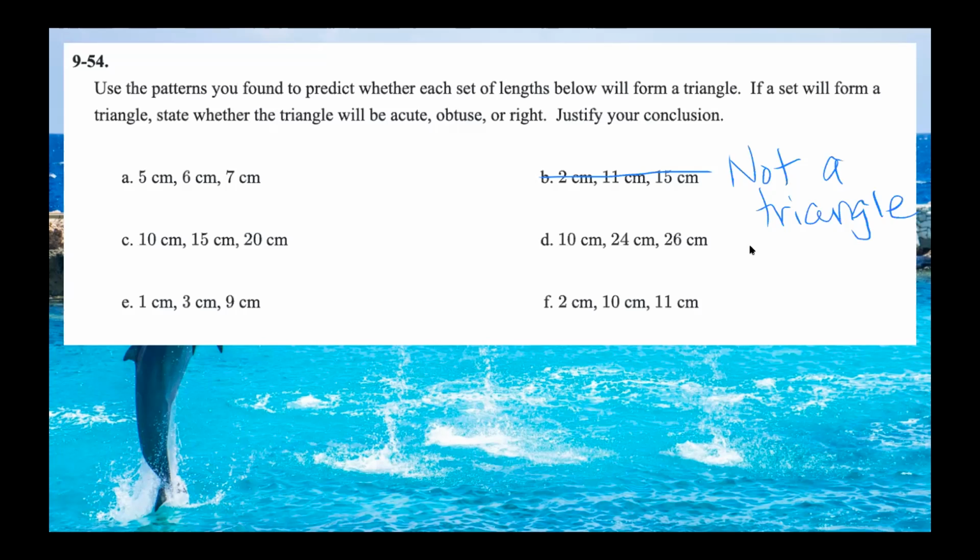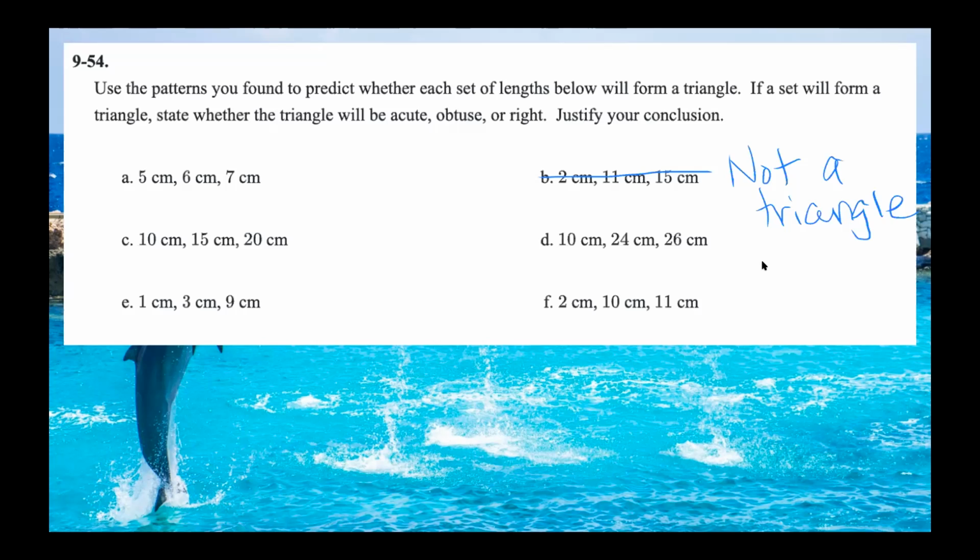And if it is a triangle, how do you know? Finn, is part C a triangle? And how do you know? Yes, because they would all add up to more than each other. Okay, well, they would all be greater than the third side, right? Okay, good.